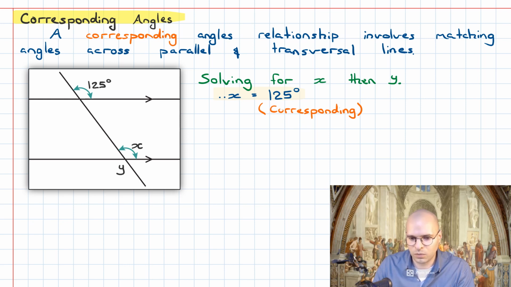Now to solve for y, we can use our vertically opposite relationship. We know that y must be equal to x because they're vertically opposite one another. So therefore, both x and y are 125 degrees. Notice the usage of the notation of corresponding and vertically opposite. This is necessary to make sure that you're using geometric reasoning.